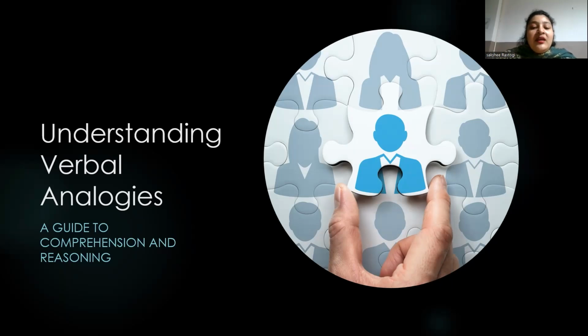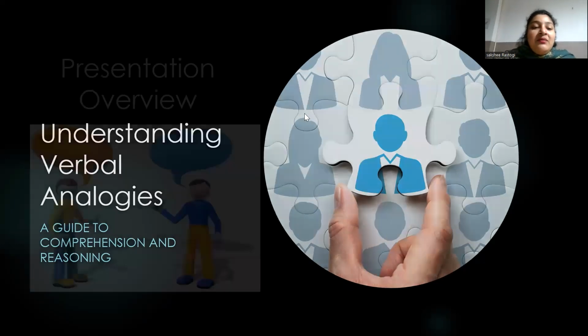Verbal analogies can be used in various contexts such as critical thinking and problem solving, language and vocabulary building, standardized tests and assessments, and logic and reasoning exercises. By practicing verbal analogies, you can improve your ability to think critically and make connections between seemingly unrelated concepts.